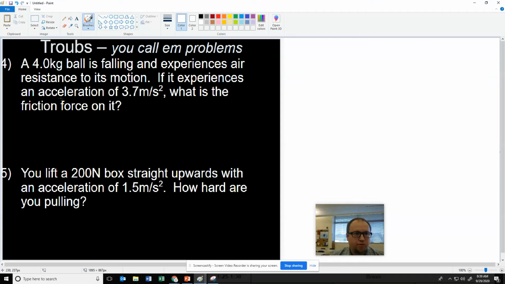All right, so we're going to walk through these. A 4-kilogram ball is falling and experiences air resistance. It experiences an acceleration of 3.7. It should feel 9.8, but it only feels 3.7. What's the friction force? Let's just draw that.